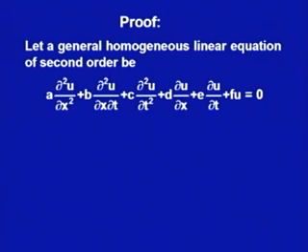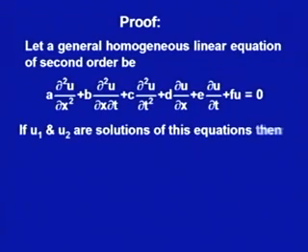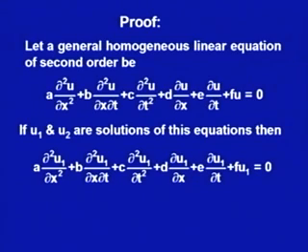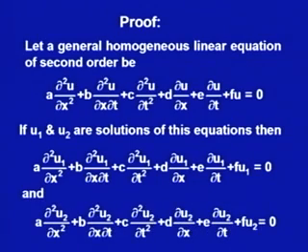If u1 and u2 are two solutions of this equation, they must satisfy this equation. That is, I should get a times del 2 u 1 over del x 2 plus b times del 2 u 1 over del x del t plus c times del 2 u 1 over del t 2 plus d times del u 1 over del x plus e times del u 1 over del t plus f u 1 is equal to 0. Similarly, the function u 2 must also satisfy the equation.